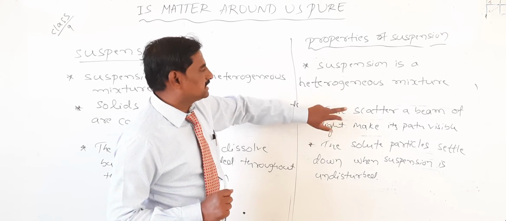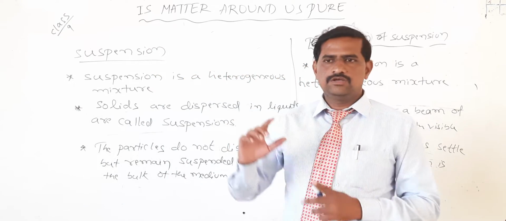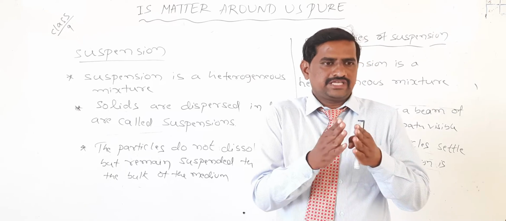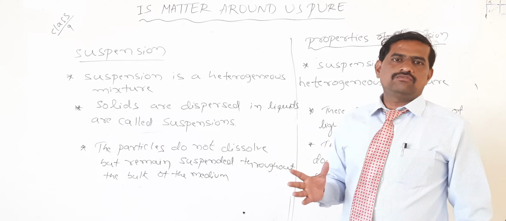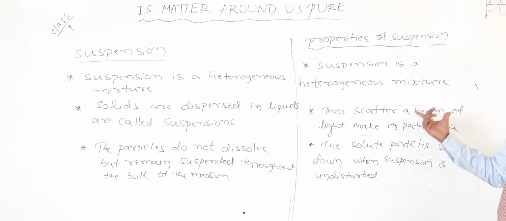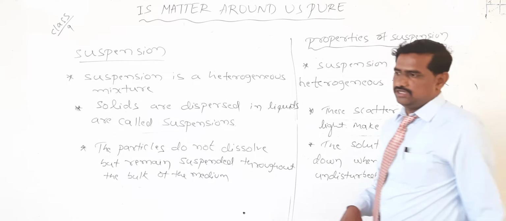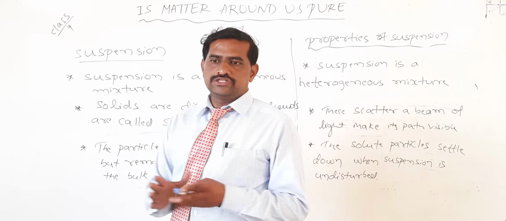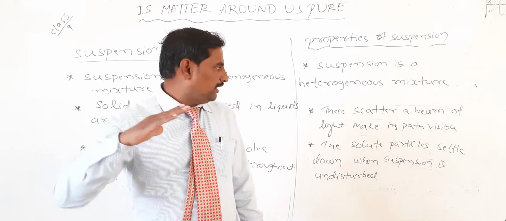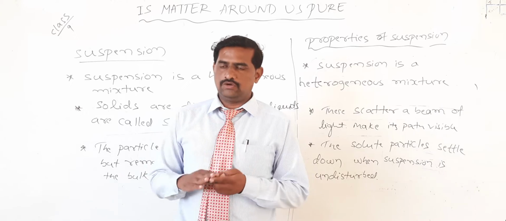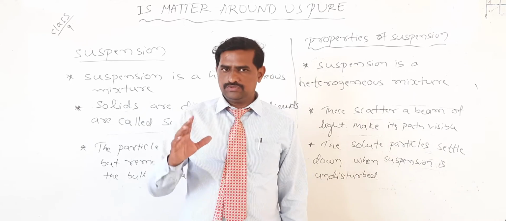The next property is the scattering of a beam of light. When a ray of light, a bundle of light, passes through the suspension, scattering takes place. And the solute particles settle down when it is undisturbed. After some time, if there is no disturbance, the solute in the solvent will settle at the bottom of the tank or the vessel.